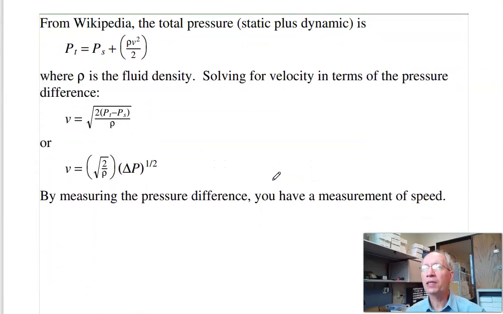From Wikipedia, the total pressure is the static pressure plus dynamic pressure. Dynamic pressure is a function of wind speed squared and the density of the fluid divided by 2. Solving for velocity, here's the equation for velocity as a function of the difference in pressure. So if we can measure the pressure difference, I can measure velocity.